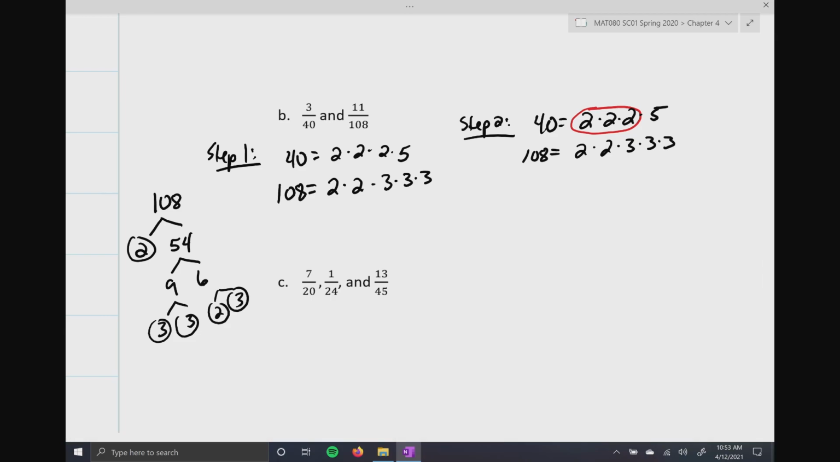Now, the number 3, that's a different prime. The number 40, it doesn't have any 3s. However, the number 108 has 3 of them. So I circle that. And then the last prime is the number 5. I only see 1 in the number 40, so I only circle 1.